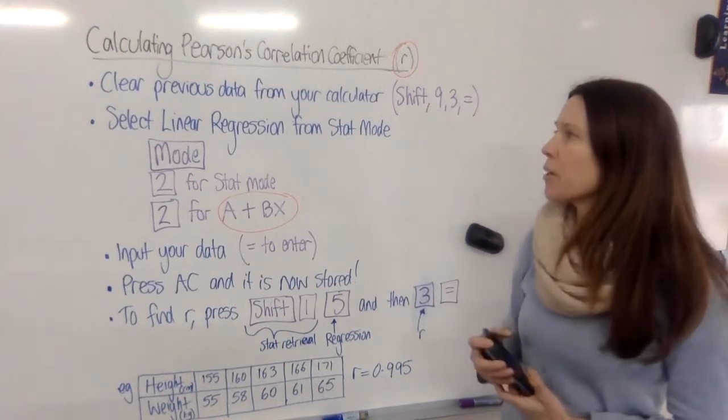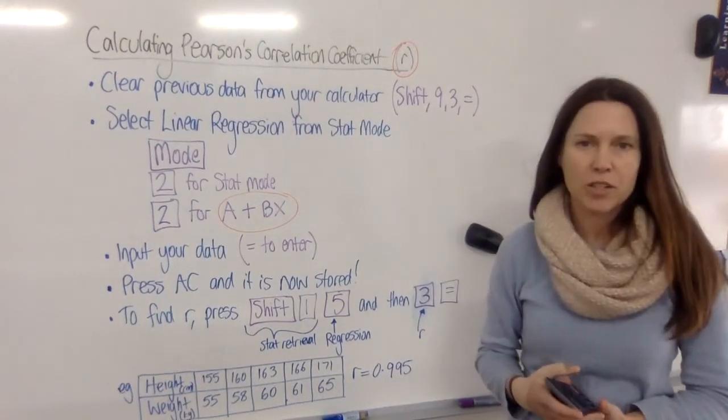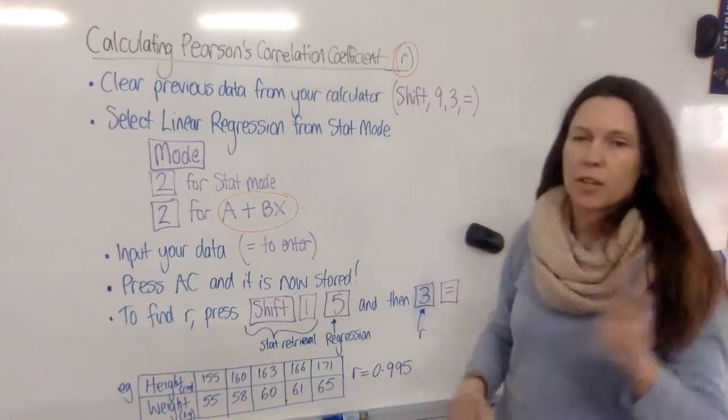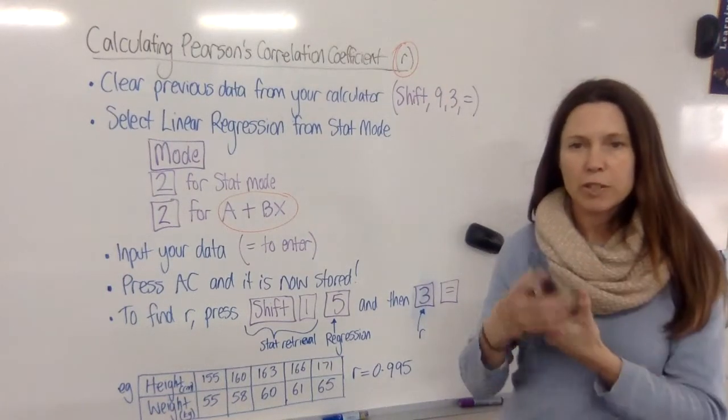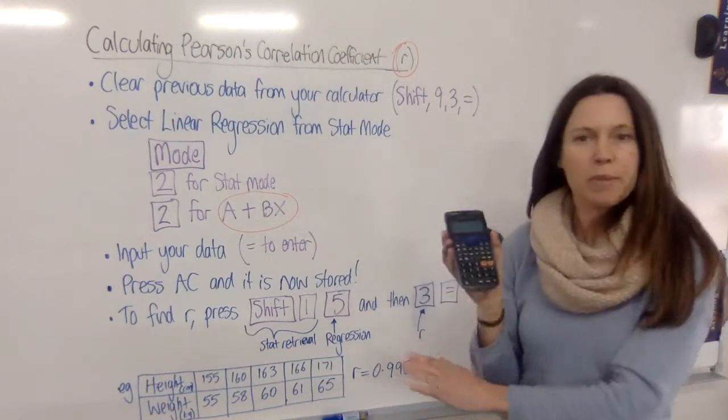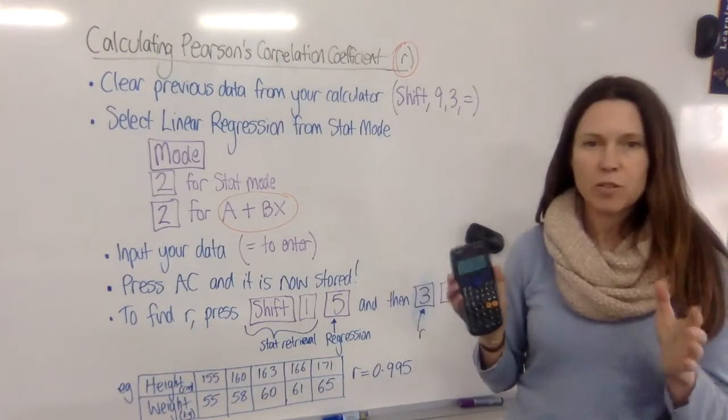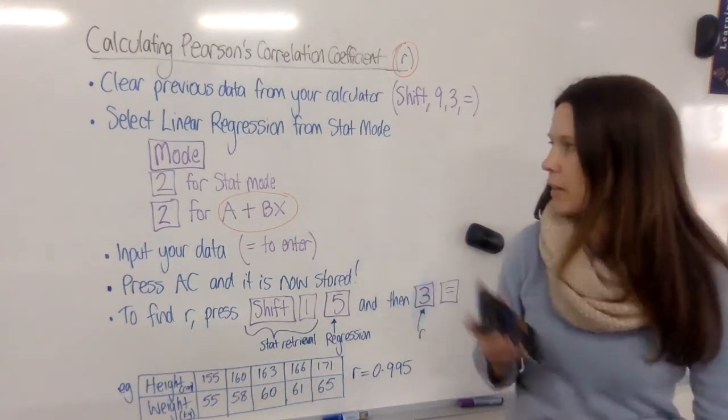Now let's look at how we go about calculating Pearson's correlation coefficient, or R, using our calculators. Now you'll need your calculator. I want you to do this with me so that you learn how to do it. So if you need to, pause the video and go and get your calculator.